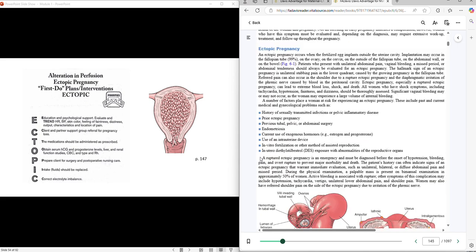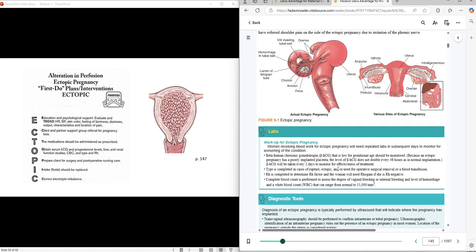A ruptured ectopic pregnancy is an emergency. Okay, it can cause hypotension, bleeding, any rupture that could cause death, morbidity, mortality, death to the pregnant woman. Okay, be sure you're familiar with that.